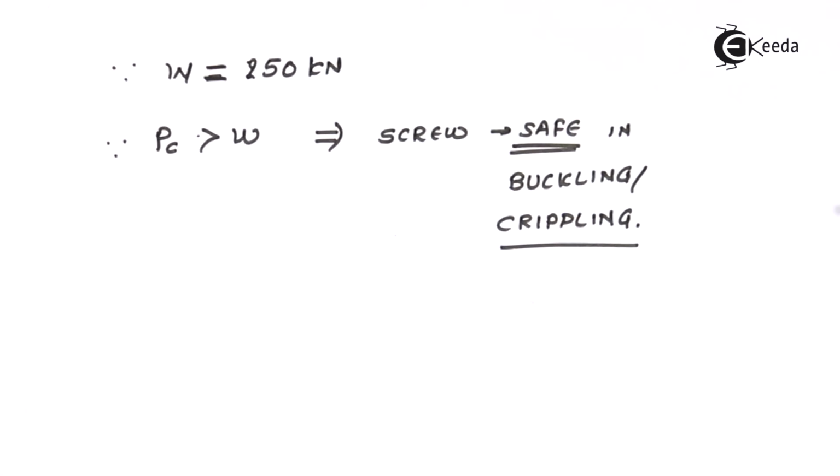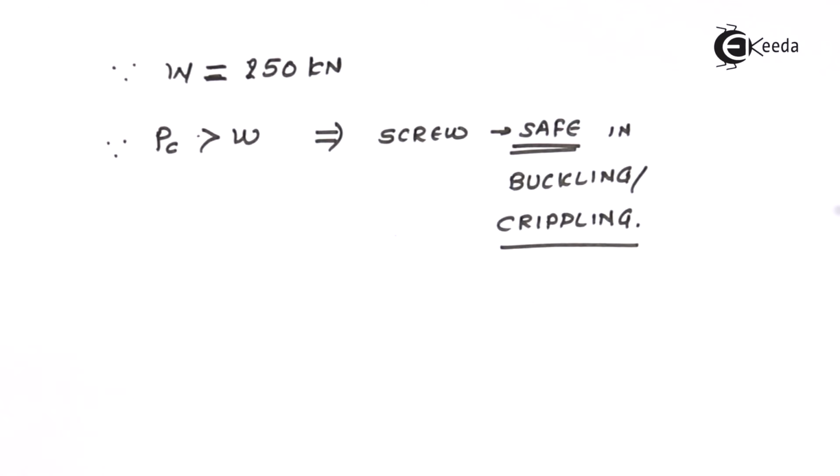And that is how all the aspects of failure of this particular screw which is involved in screw jack are proved. So it is safe in shear, it is safe in combined loading of crushing and shear, and it is safe in crushing or crippling separately also. So there we end with the design part of this screw.